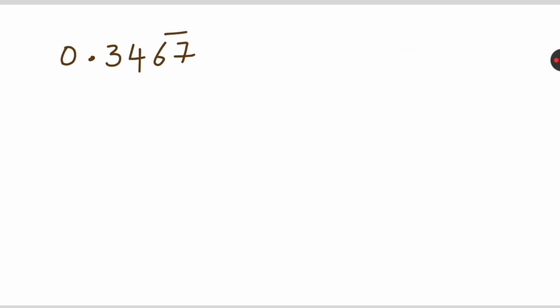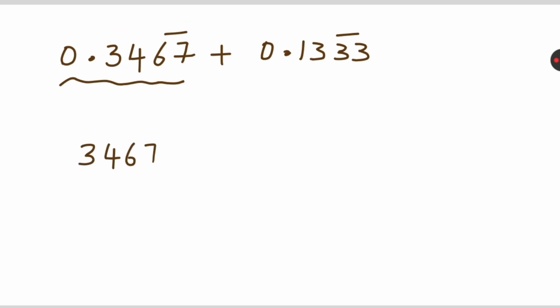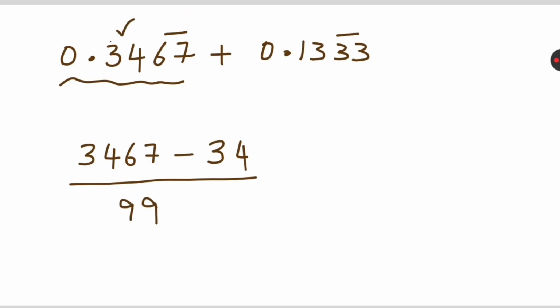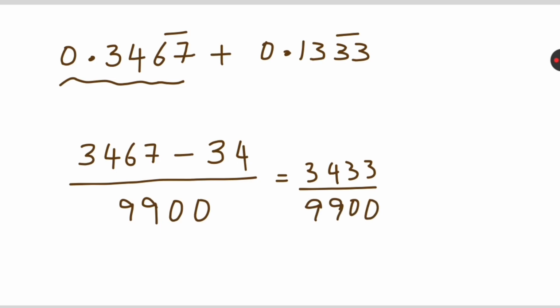0.3467 bar plus 0.1333 bar. First you have to take the whole number, which is 3467, minus the number which does not have a bar. 34 does not have a bar, so just subtract that. Then in the denominator, how many digits have a bar? 2 digits, so write 2 nines. And how many digits do not have a bar? We have 2 digits, so write 2 zeros. 3467 minus 34 gives 3433, and in the denominator we have 9900. So this is the result for the first one.